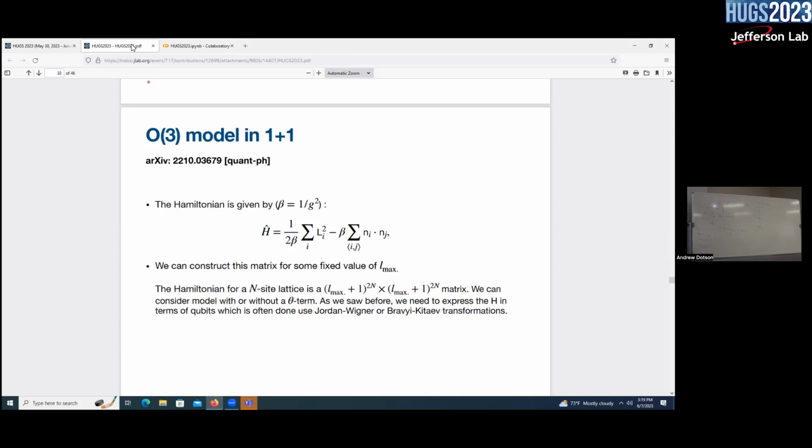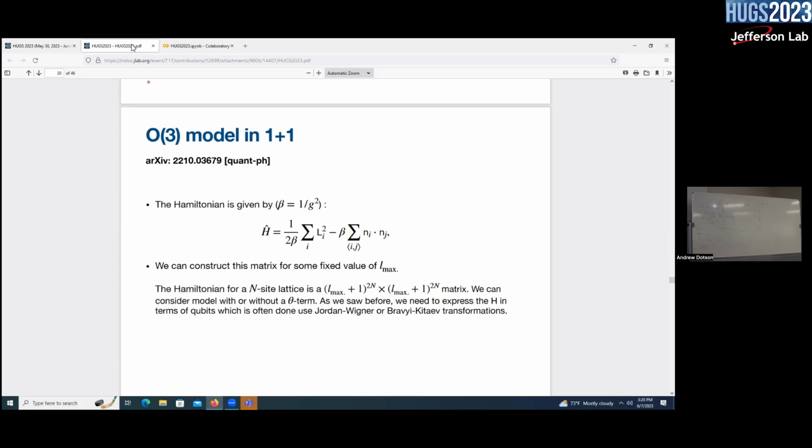So the local Hilbert space dimension is not two-dimensional anymore, because this is not like a spin-up, spin-down system. This is like an O(3) model, which has a continuous symmetry. So technically speaking, the Hilbert space is infinite dimensional, but we truncate it, so we get some finite number. And that is given by L max plus 1 squared.